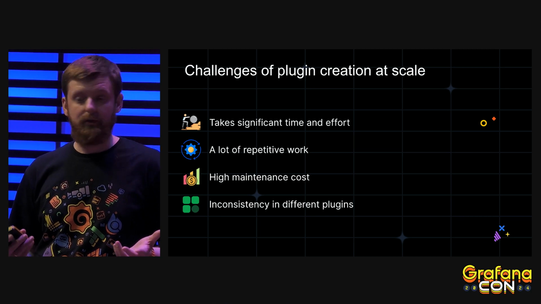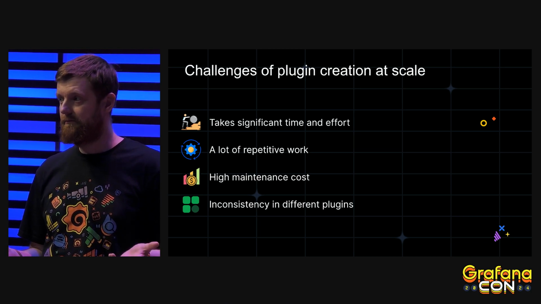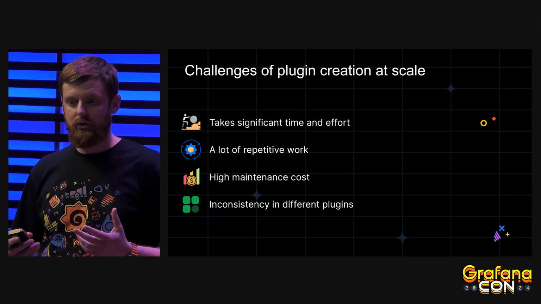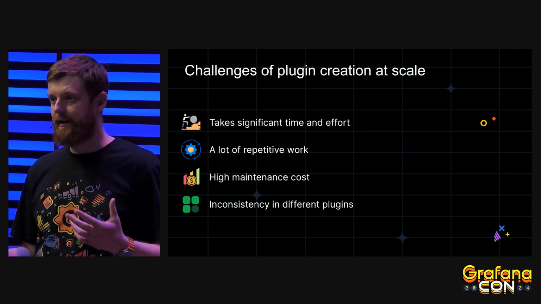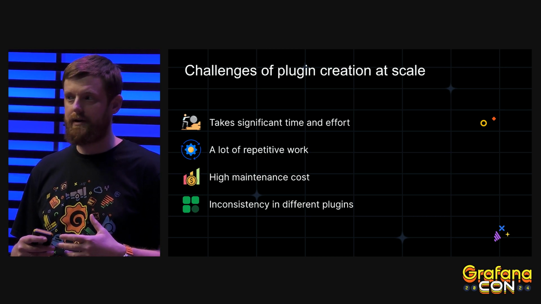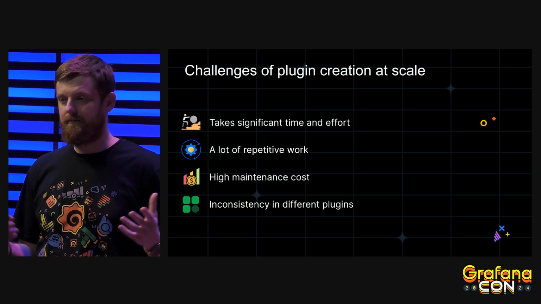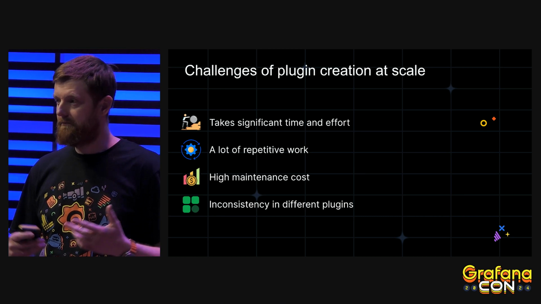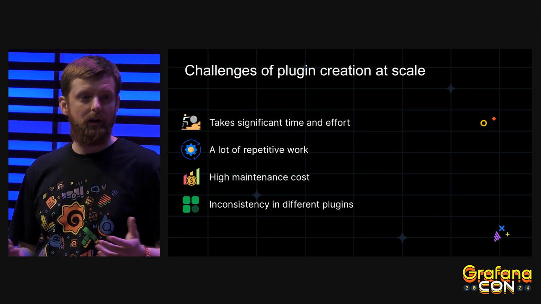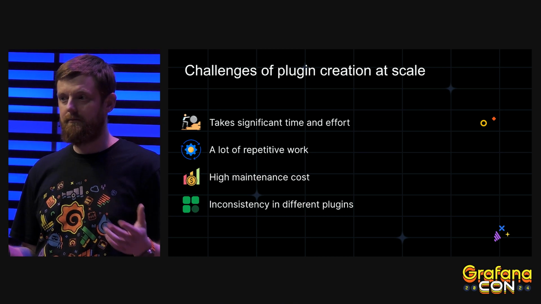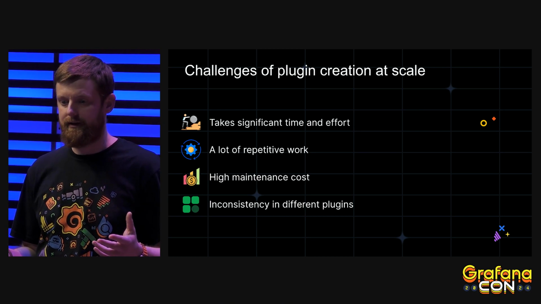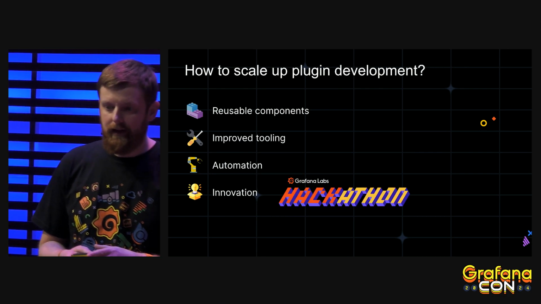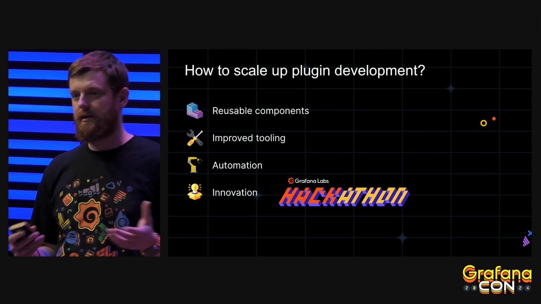But creating native data sources comes with a cost, right? It takes a lot of time and effort, and even though we use reusable SDKs and components, we still find ourselves repeating certain parts of code bases. And as we develop and maintain a number of our plugins, the maintenance cost also grows, and it becomes much harder to keep all of these plugins consistent. So how can we overcome all these challenges? How can we achieve the goal of 200 data sources in a single year?